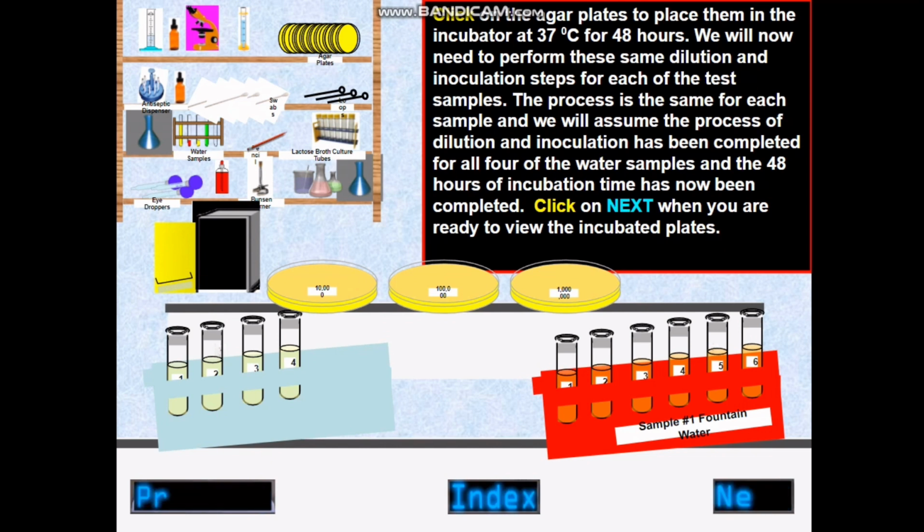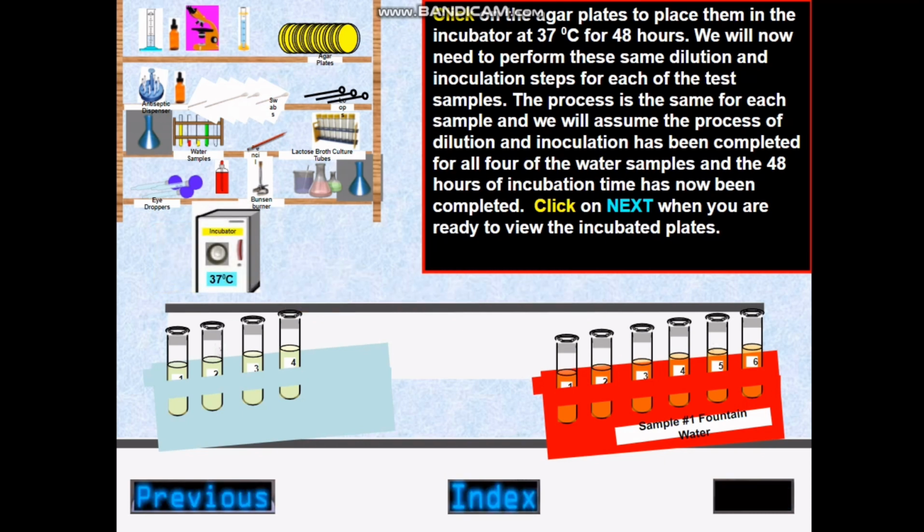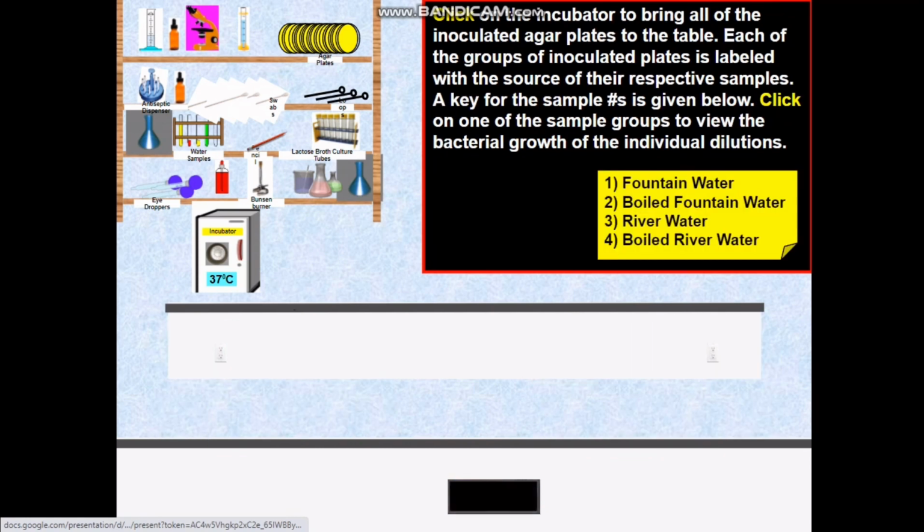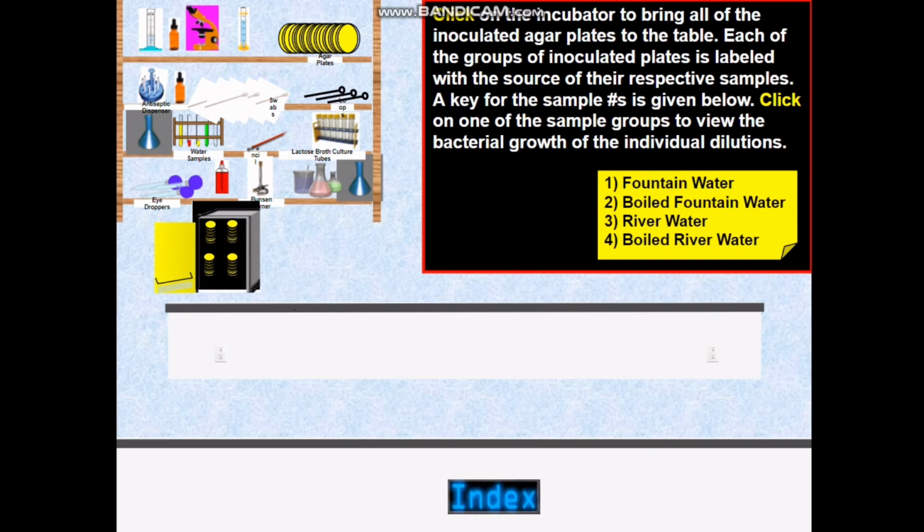Now we will need to perform the same dilution and inoculating steps for each of the test samples. The process is the same for each sample, and we will assume the dilution and inoculation have been completed for all 4 of the water samples, and the 48 hours of incubation time has now been completed. After the incubation, we will click on the incubator to bring all of the inoculated agar plates to the table. Each group of inoculated plates is labeled with the source of its respective sample.